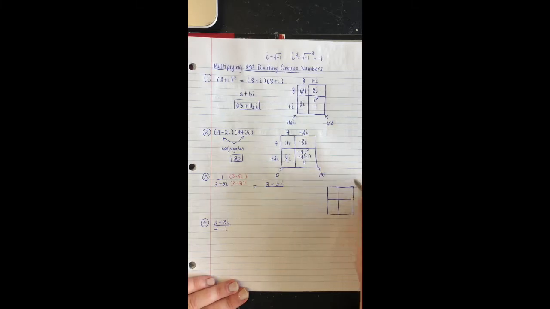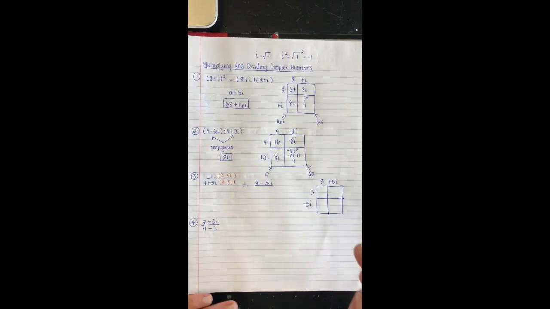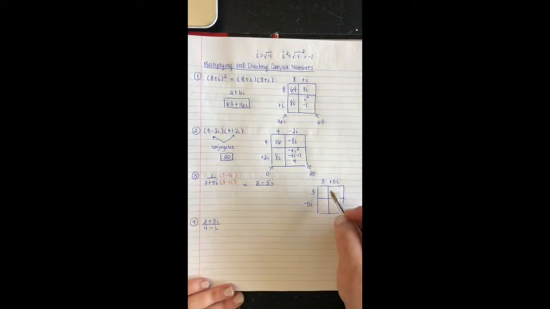Okay, so I'm doing 3 plus 5i times 3 minus 5i. As I said before, when I'm done with this, because I'm multiplying conjugates, this should turn out like the last one, where it comes out to be just a whole number. So this is 9, this is 15i, this is negative 15i.